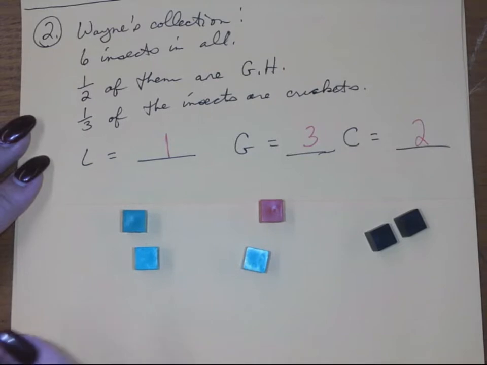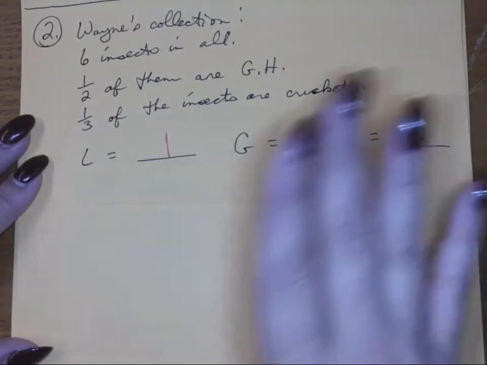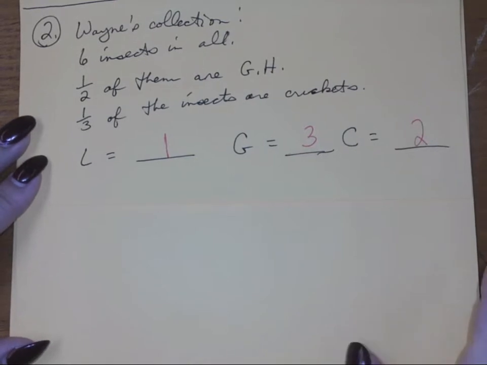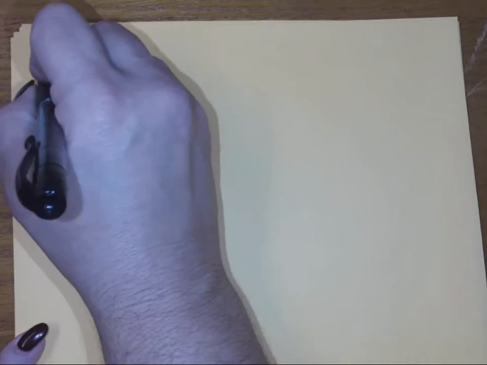If it doesn't make sense, go back and rewatch that little bit of the video. So hopefully that gives us an idea for what's going on with these collections. Let's just finish this out. There's 2 more problems on this page. One is number 3. It says Veronica's collection.